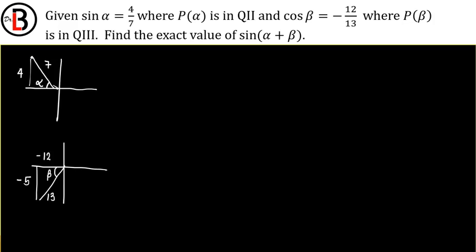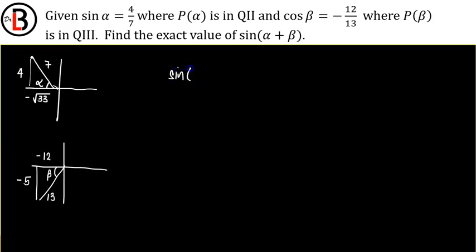So 7 squared is 49 minus 16, that's 33. So that means this one is the square root of 33 using the Pythagorean theorem. However, since this one goes to the left, it is negative. What you're asked to solve for is the exact value of sine of alpha plus beta.